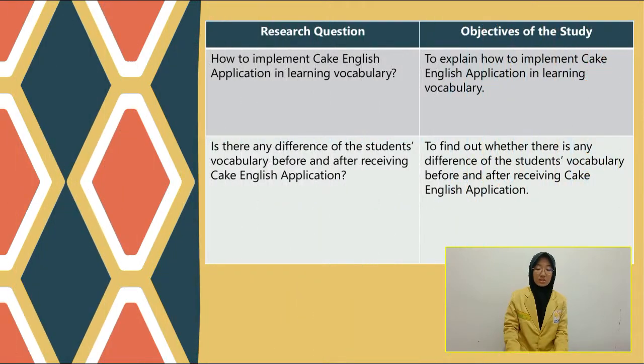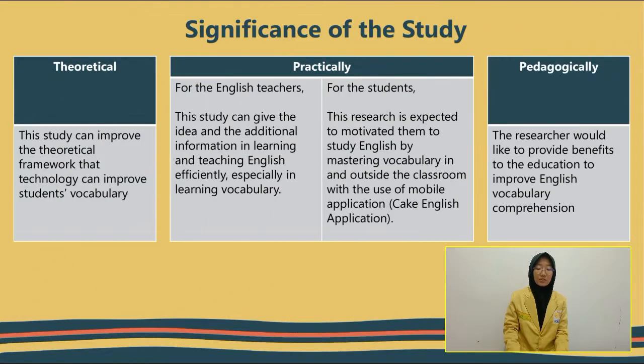Next is the research question and the objective of the study. First, how to implement the Cake English application in learning vocabulary? It is to explain how to implement the Cake English application in learning vocabulary. The second is, is there any difference in the students' vocabulary before and after using the Cake English application? This is to find out whether there is any difference in the students' vocabulary before and after using the Cake English application.